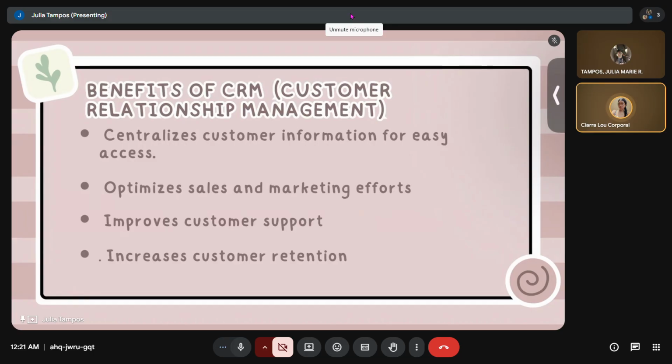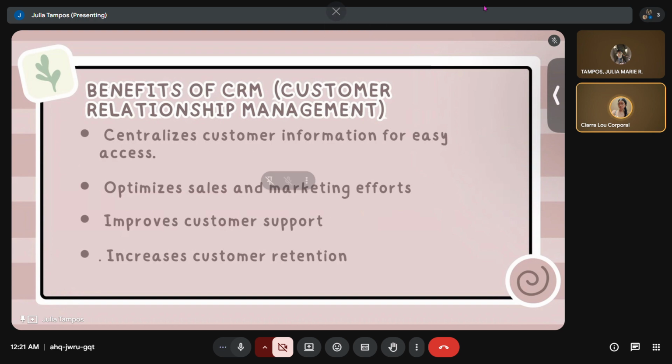Next, it optimizes sales and marketing efforts. CRM helps businesses know what customers like and what products they buy most. For example, if a clothing store sends special discounts only to customers who like buying shoes, then it makes the marketing more effective.